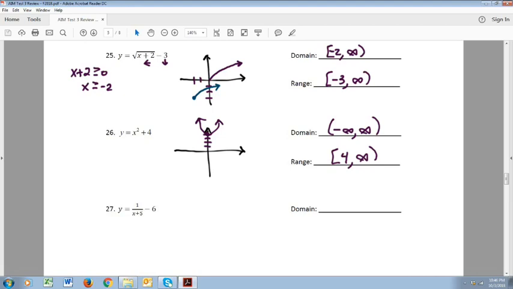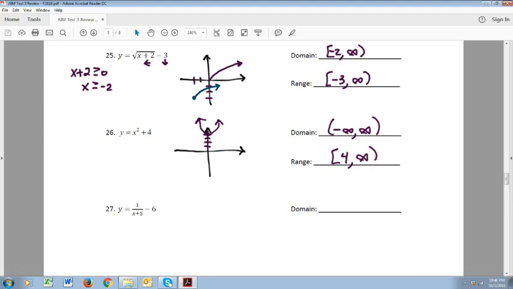Now on 27, they're only asking for the domain. That's because we haven't graphed one like this yet. We will do that in the future. So in a fraction, and in fact, we talked about how the domain of the functions we've worked with so far are mostly all real numbers, with the two exceptions being a problem like number 25 where we have a radical.